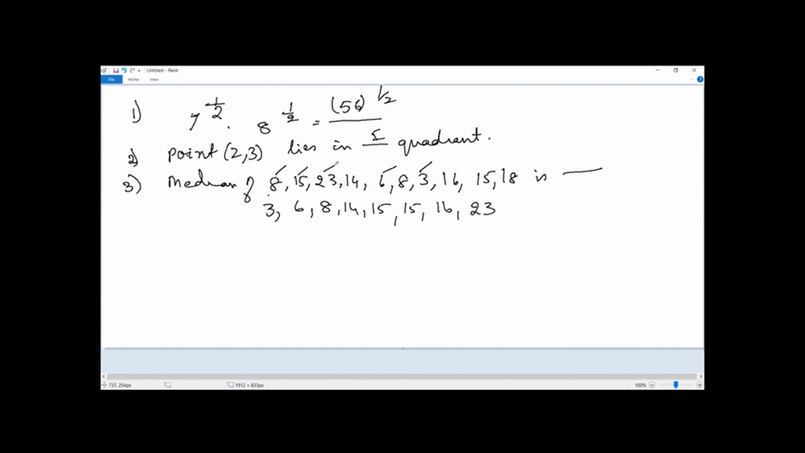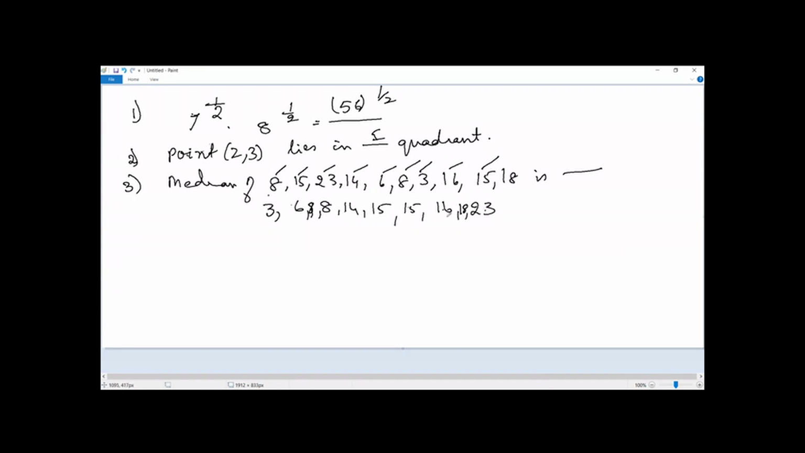Again, you have to write 8, ma'am. 8 came 2 times. Which number came 2 times? 8. So 8 is written 2 times. Then 15 is written 2 times. Then 18, 23.